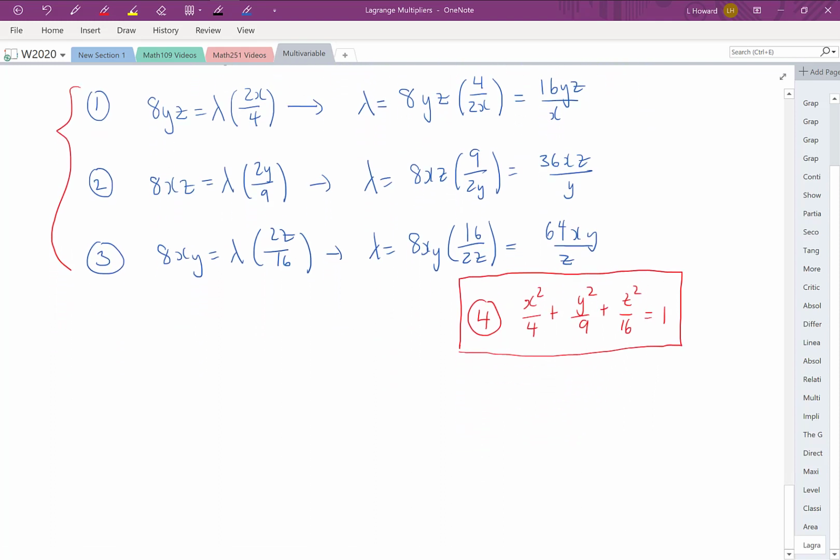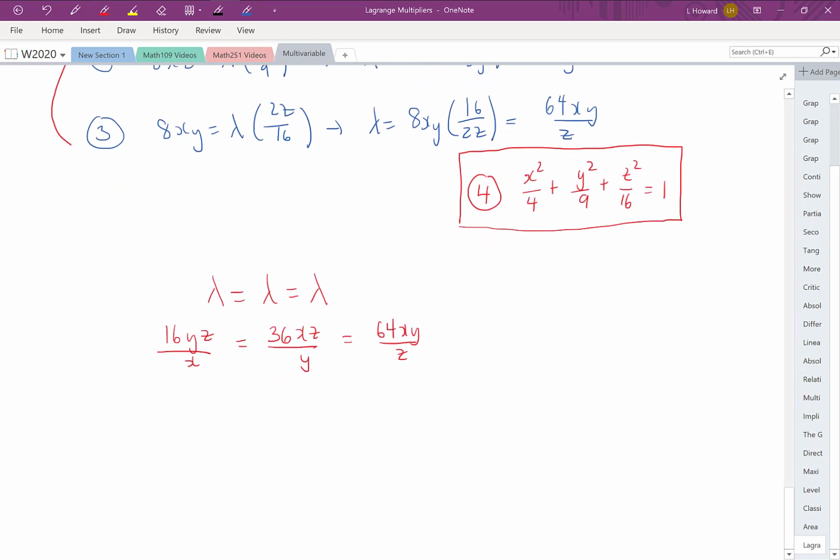Okay, so this is in general how we're going to deal with one of these problems where we've got 4 variables. We've got our x, y, and z, plus we've got our lambda. So first thing we're going to do is from the 3 equations, we are going to say lambda equals lambda equals lambda. And that's just going to get rid of the lambdas for us. So from the first equation, 16yz over x, that is the same thing as from the second equation, 36xz over y, and that is the same thing as 64xy over z.